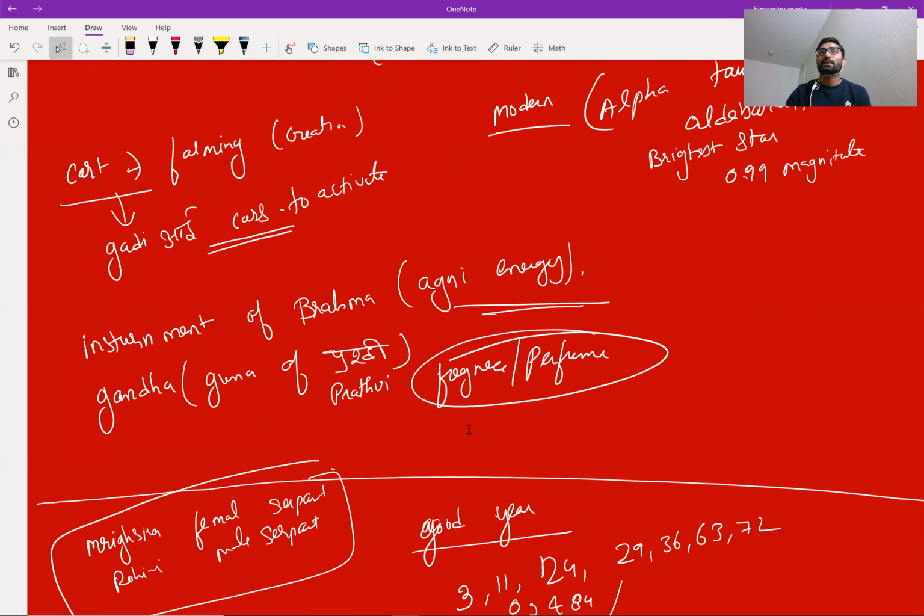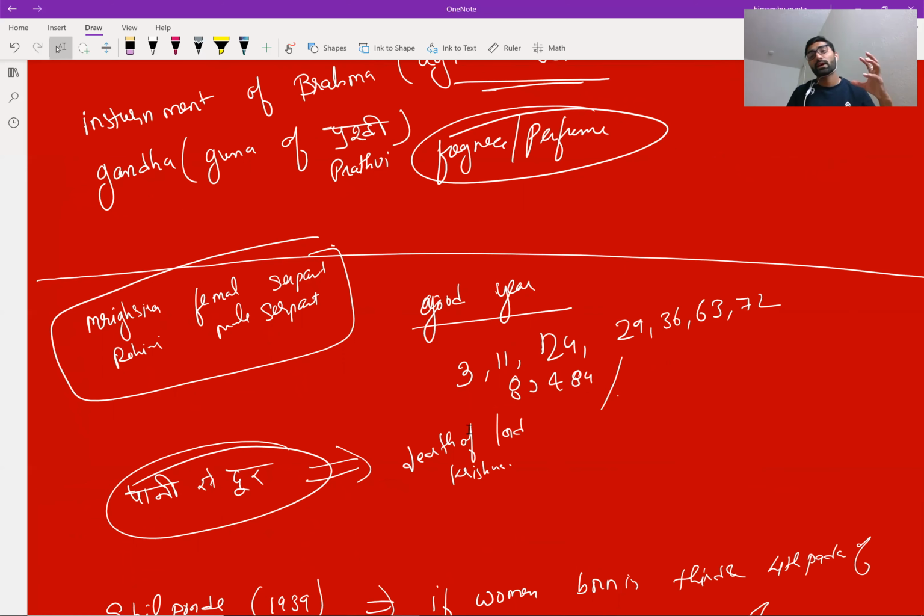Agni, the lord of fire, is the instrument of Brahma, and we will also see the perfume of the earth, which is also called gandha. Because of that, fragrance and putting perfume on the body is one of the best remedies for Rohini people. Apart from that, Mrigashira represents the female serpent, and Rohini represents the male serpent. So there is good compatibility between Mrigashira and Rohini.